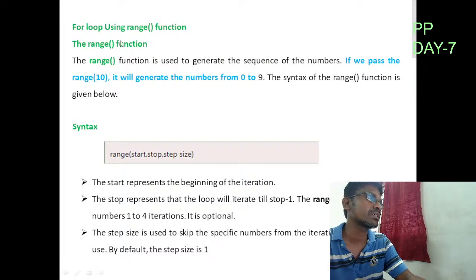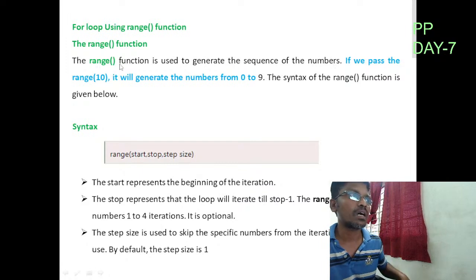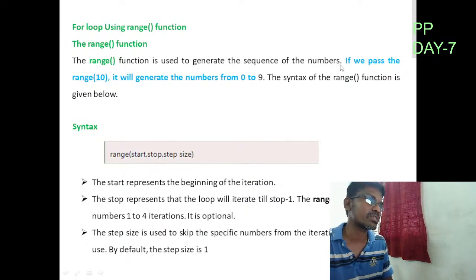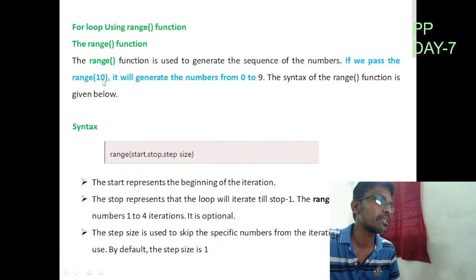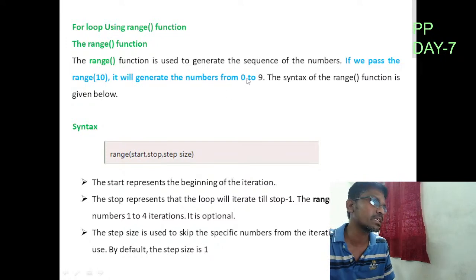So next, in a for loop you have to use a range function. So I am going to use a range function in Python. The range function is used to generate the sequence of numbers. It will automatically generate the sequence of numbers. For example, if you pass range of 10, then it will generate the numbers from 0 to 9.